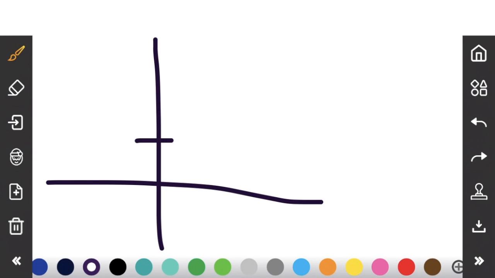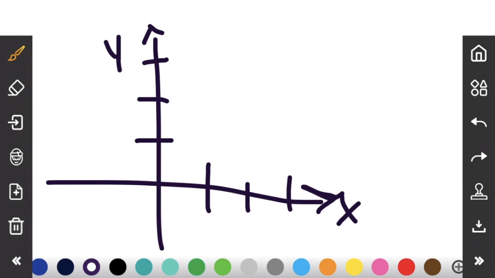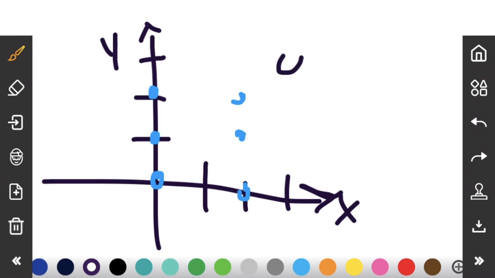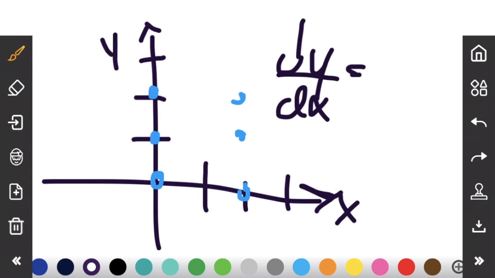There's 1, 2, 3, y, and 1, 2, 3, x, and the 6 points were 0, 0, 0, 1, 0, 2, 2, 0, 2, 1, 2, 2. And the differential equation was dy over dx equals y squared over x minus 1.